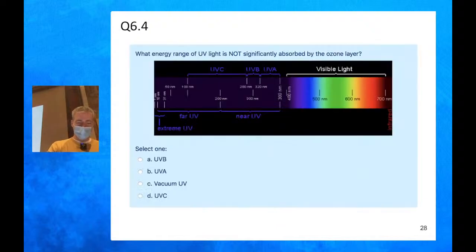All right, another few more questions. What energy range of UV light is not significantly absorbed by the ozone layer? UVA, UVB, UVC, or vacuum UV? The correct answer is UVA. It's the one that gets through.